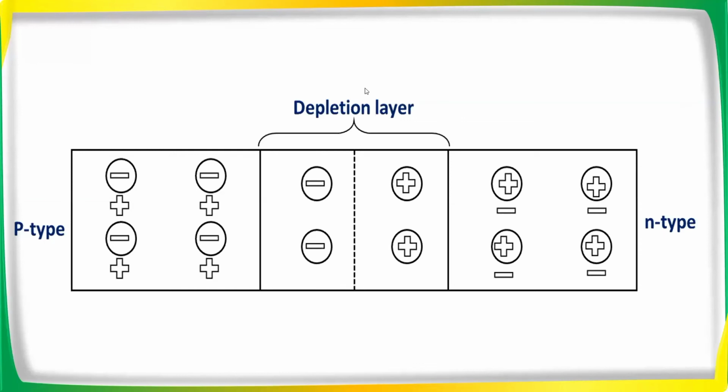Does the potential barrier contain any charges? No, it does not. So the depletion layer prevents both holes and electrons from passing through, unless you give it an external source of energy to move from the other side.